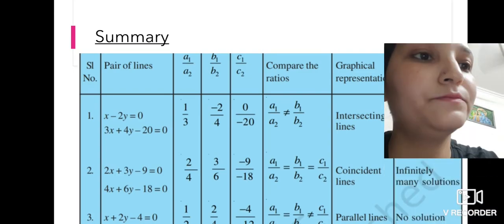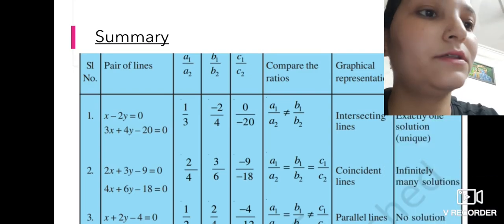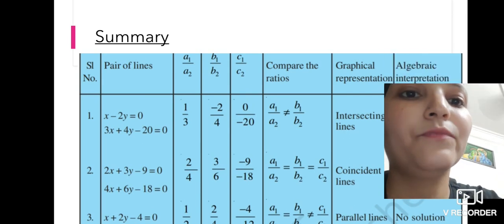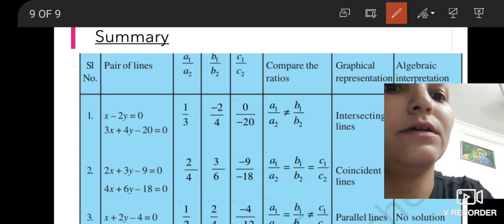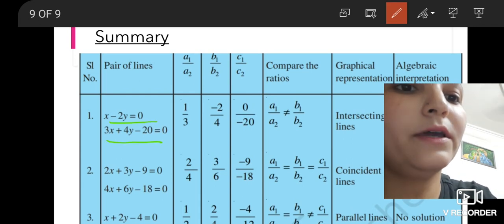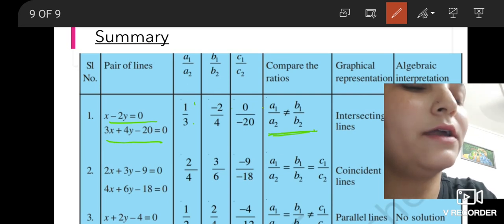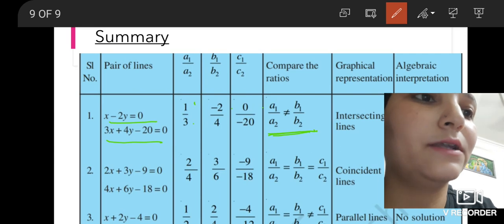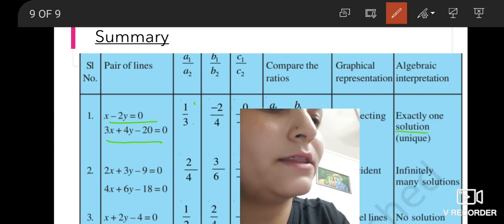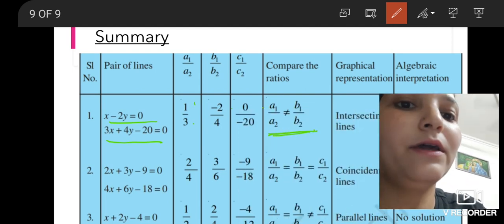Okay students, so I will show you the summary of this whole topic. See, these are the two lines. If you compare a1 upon a2, b1 upon b2, c1 upon c2, you see the condition a1 upon a2 is not equal to b1 upon b2. That means these are intersecting lines, the first condition, and they have only a unique solution. Unique means they have only one solution.